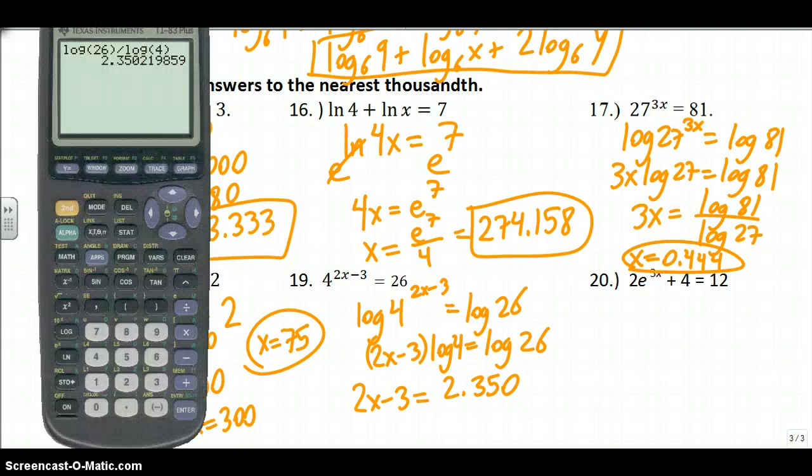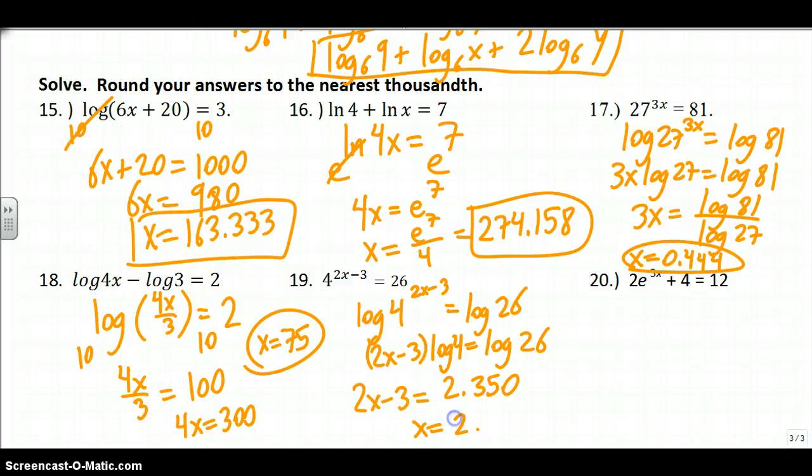And then it's just an algebra problem. Can you add 3 and divide by 2? Sure you can. You get 2.675. All right? Really, at a certain point, they just become Algebra 1 problems, right? This one, make sure you don't write through it.